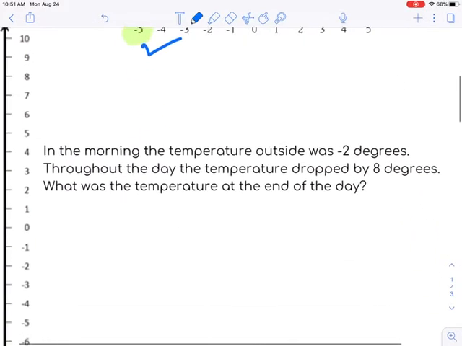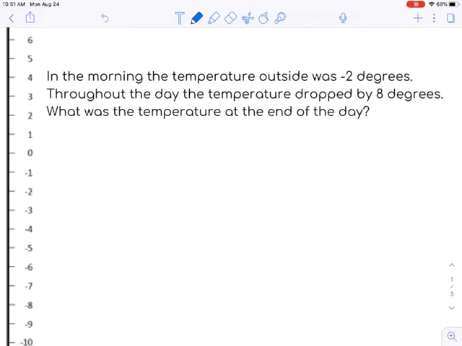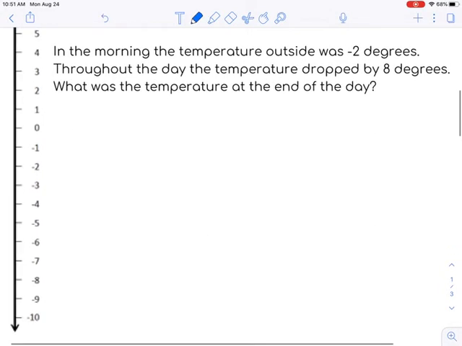Let's try another one. In the morning, the temperature outside was -2 degrees. Throughout the day, the temperature dropped by 8 degrees. What was the temperature at the end of the day? So if you guys see, I have a number line to our left right here. And so we're going to try doing it on our number line first. So let's start here at 0. It says the temperature outside in the morning was -2 degrees. So we're at -2 degrees in the morning.